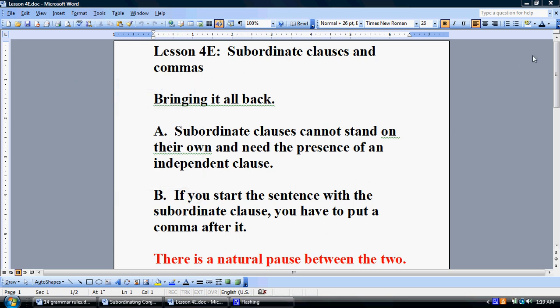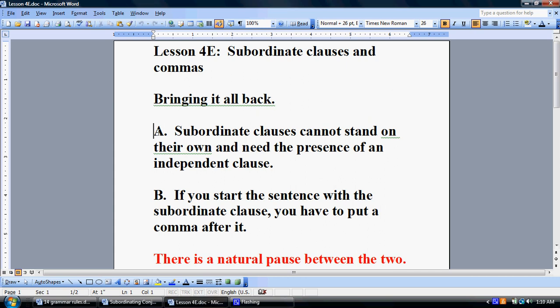Okay, in prior lessons about subordinate clauses and commas, I had shown the logical relationships that are established because of subordinate clauses, as well as time relationships and the like, and also have gone over why we need to punctuate it a certain way, why we have commas. And I'm actually bringing everything back to that main point.